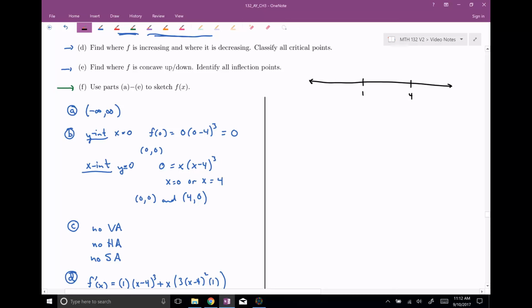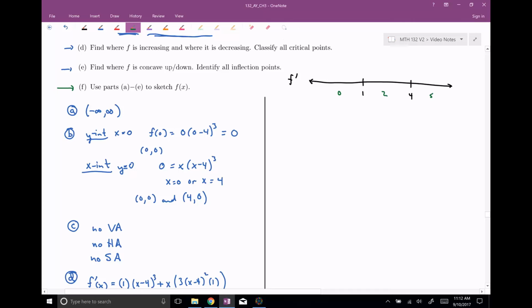And we're going to be plotting information about the first derivative. And so we go ahead and we choose test points, right? So we choose maybe test points of 2 and of 5 and of 0, right? A test point in each one of these intervals. And we try to figure out, is the derivative positive or negative? Because that's what's going to help us determine if the function's increasing or decreasing.